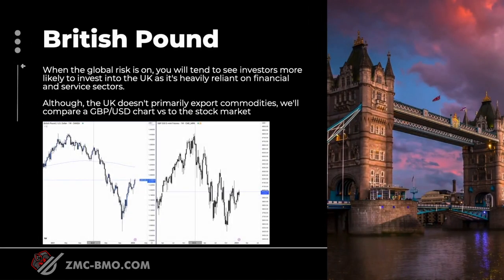British pound. When the global risk is on, you will tend to see investors more likely to invest in the UK, as it's heavily reliant on financial and service sectors. Although the UK doesn't primarily export commodities, we'll compare GBP USD versus the stock market. Of course, the stock market is obviously risk on. People tend to buy that in times of perceived risk, because it just yields better, and also the British pound too. So as we can see here, GBP USD, risk off is obviously this pushing lower, and so is the stock market.